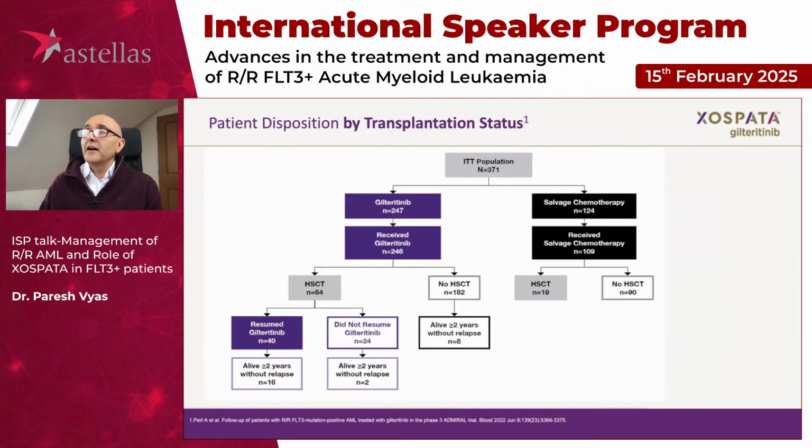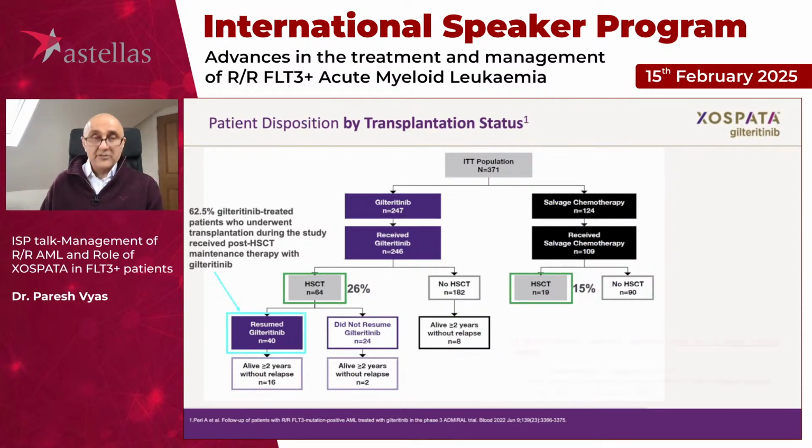Okay, I'm just going to talk a little bit about transplantation here. So if you take the entire ADMIRAL population, 64 patients received transplant, only 19 in the salvage chemotherapy group. And if you resume gilteritinib post-transplant, you can see you're more likely to be alive than if you did not. And that just speaks to the earlier survival curve that I showed you.